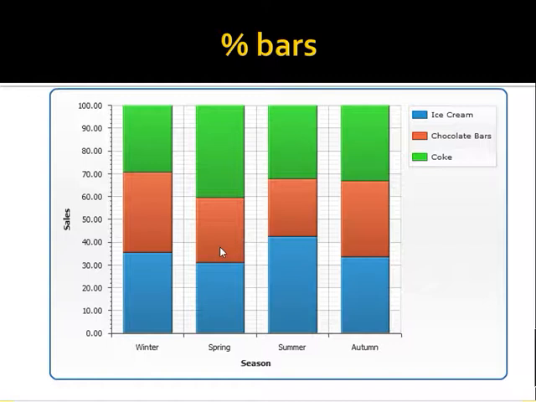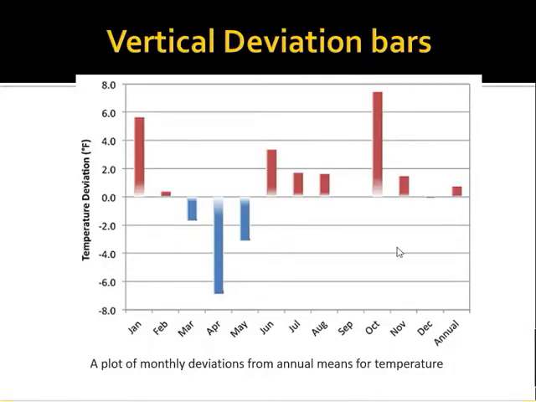Then, next is a deviation bar. How do we represent data in a deviation bar? They are usually used for representing net quantities of excess or deficit.